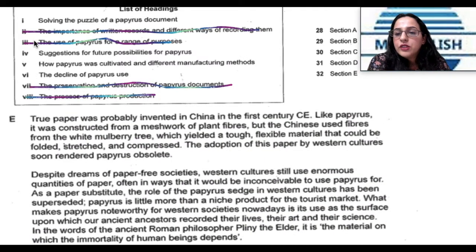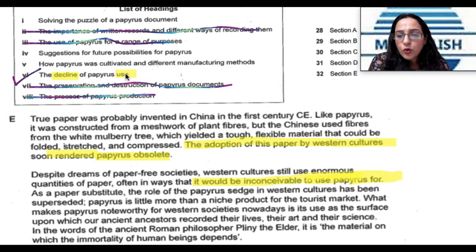We have reduced options and now we are only left with 4 choices and 1 passage. So we have 2 paragraphs for this one as well. So try to find the answer for this one too. Okay, and the answer is 6. The decline of papyrus use.